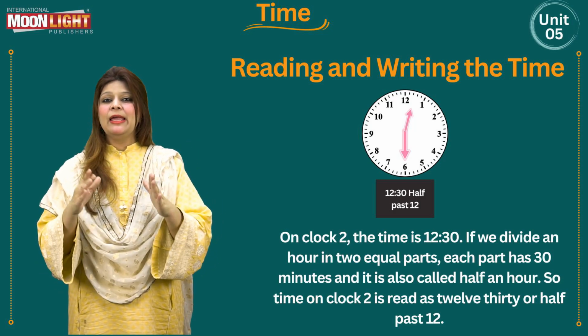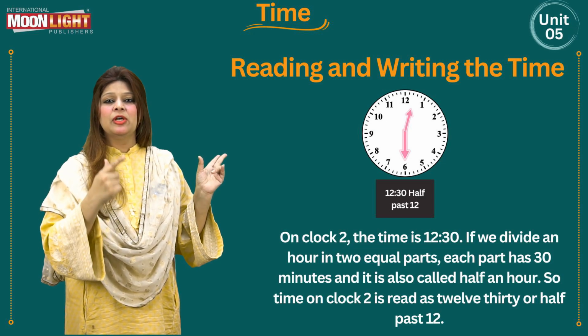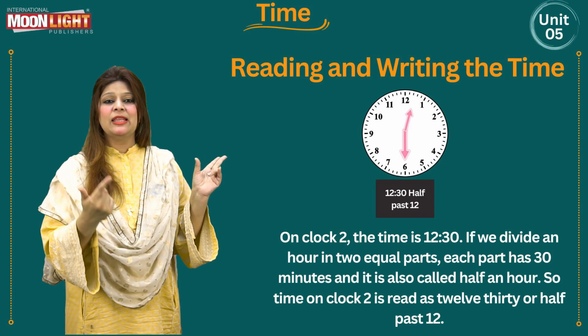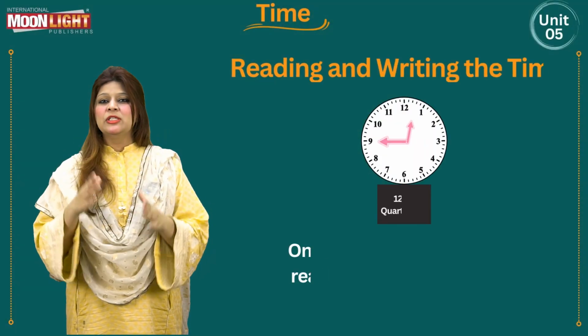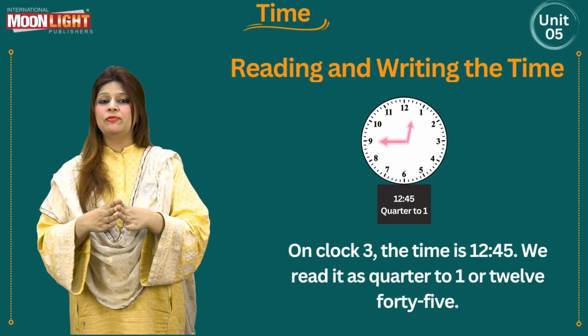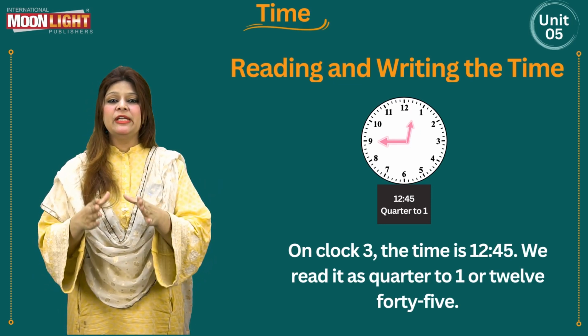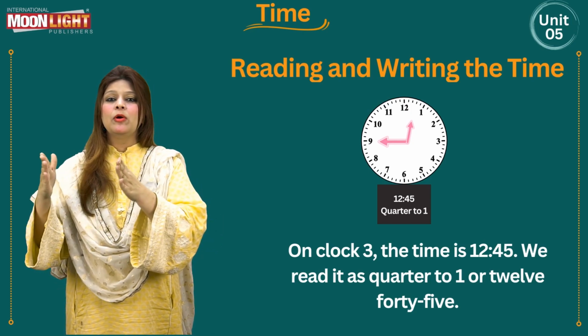So the time on clock 2 is read as 12:30. Now check clock number 3. On clock number 3, the time is 12:45. We read it as 12:45.